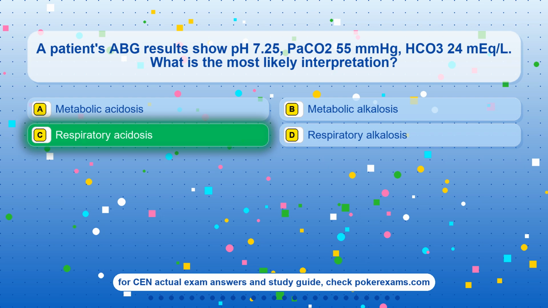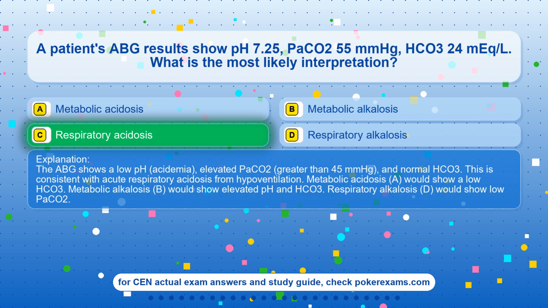The correct answer is option C, respiratory acidosis. The ABG shows a low pH, acidemia, elevated PaCO2, greater than 45 mmHg, and normal HCO3. This is consistent with acute respiratory acidosis from hypoventilation. Metabolic acidosis, A, would show a low HCO3. Metabolic alkalosis, B, would show elevated pH and HCO3. Respiratory alkalosis, D, would show low PaCO2.